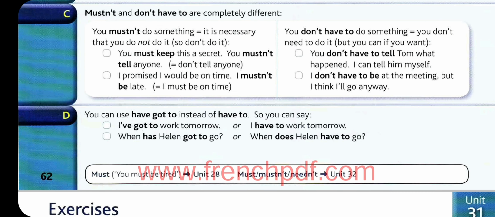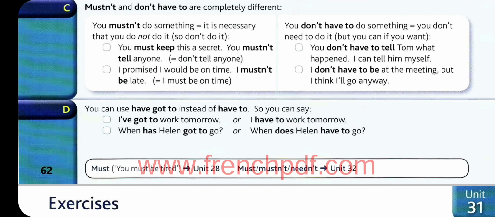هنا عندنا optional. المثال الثاني I promised I would be on time. I must not be late. إذن I must be on time. بما أنه أنا وعدت أن أكون على الوقت إذن I must not be late. يجب أن ما أتأخر. فبهذه الحالة it is obligatory. في حين الجملة اللي بصفها I don't have to be at the meeting but I think I will go anyway. إذن I'm free either to go or to stay.